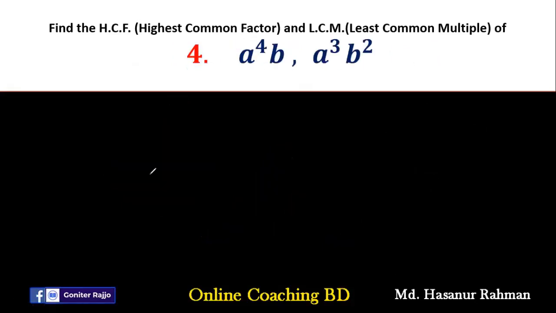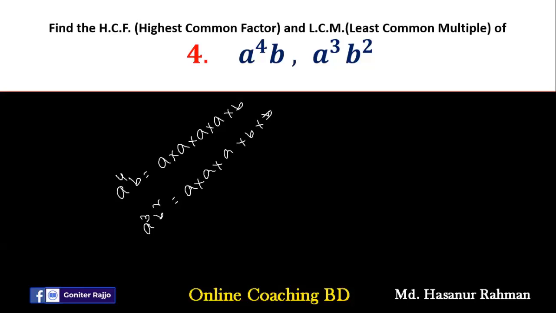Now number 4. Number 4 says a to the power 4 b. A to the power 4 b represents a multiplied by a multiplied by a multiplied by a multiplied by b. That means a will be multiplied 4 times. And a cube b square. That means at first a will be multiplied 3 times, and b will be multiplied 2 times.